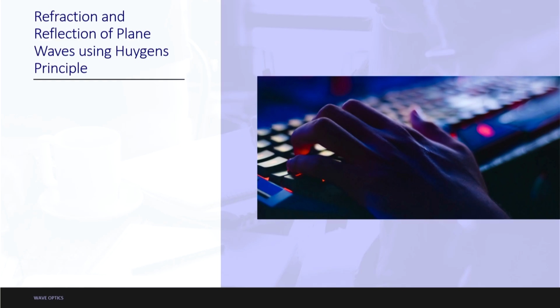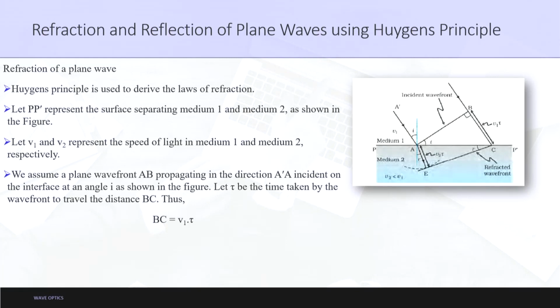So, now after the completion of the Huygens principle, we will look at how the laws of refraction and reflection can be proved for the wave theory of light, or the wave propagation of light, using Huygens principle. So, refraction and reflection of plane waves using Huygens principle. First of all, we will go through the refraction of the plane wave. Just to iterate everything to you, I will go very slowly.